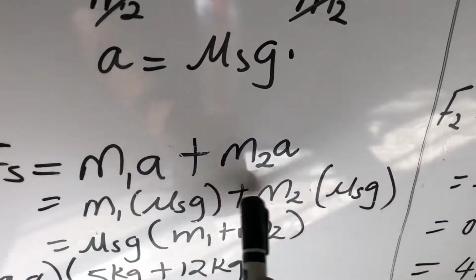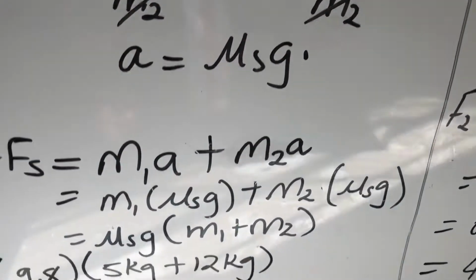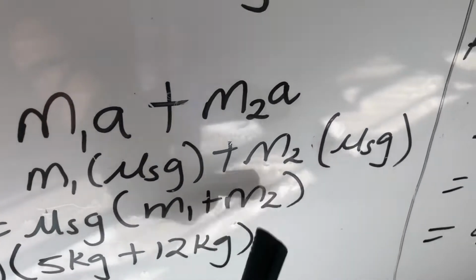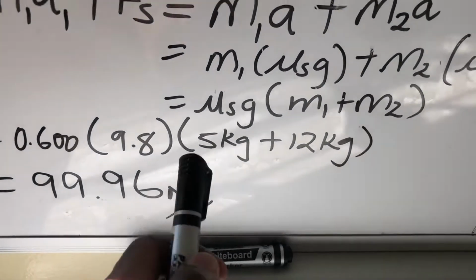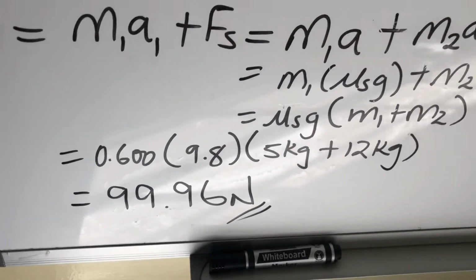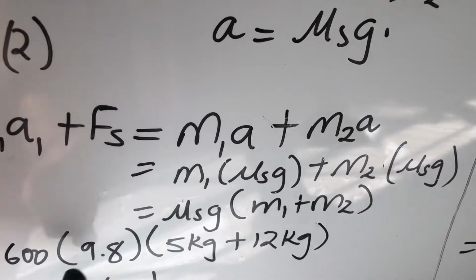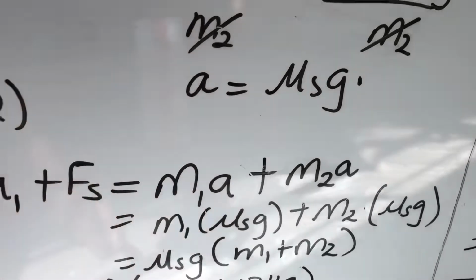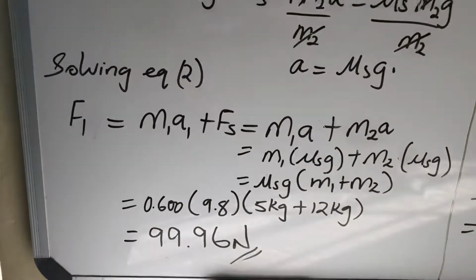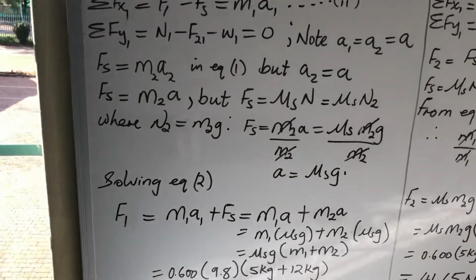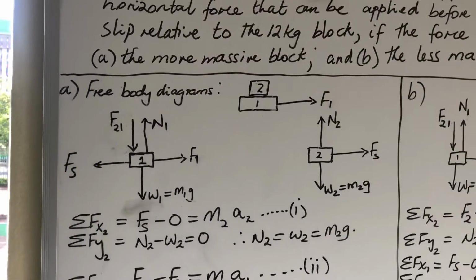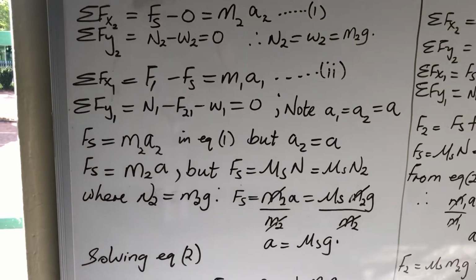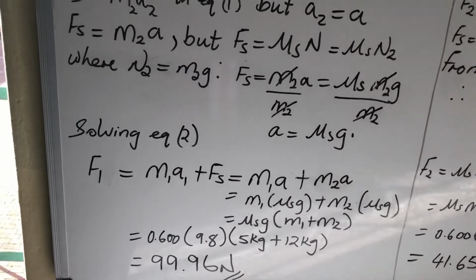If we look very carefully here, we'll see that mu s g is the common factor. Then we have to factor it out. So if we factor it out, we'll have m1 plus m2, like this. Now you can simply plug in the values, because we have got all the values given to you from the question. In place of mu s, it's 0.6. In place of g, it's 9.8. m1 is 5 kg. m2 is 12 kg. So at the end of the day, if you punch this in, this is going to be your answer. Okay, it's a very, very long scenario, but if you pay attention, you actually find out that it's actually simple. So that's what you will have for part A.